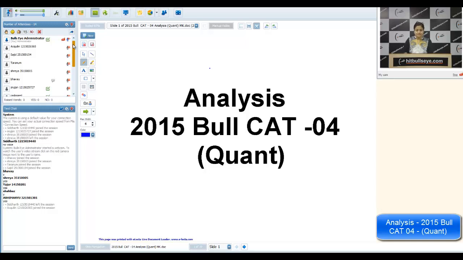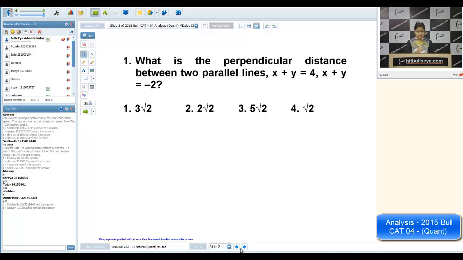Let us start analysis of 2015 Bullcat 04. So let us start the session. It was an average paper, easier. Now you can see the very first question. Yes, Bhavya, today I'll spend a good time on AR, rather I'll explain three sets.